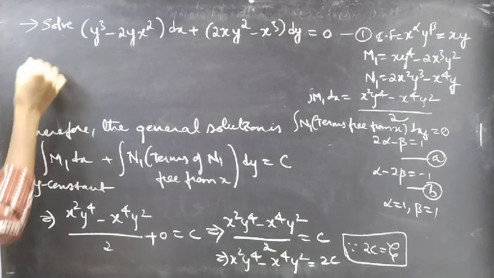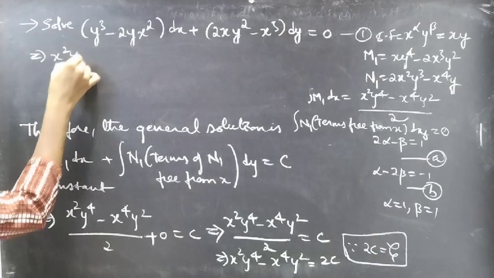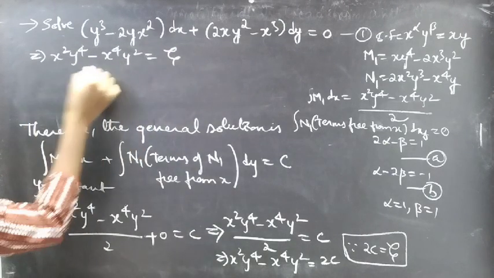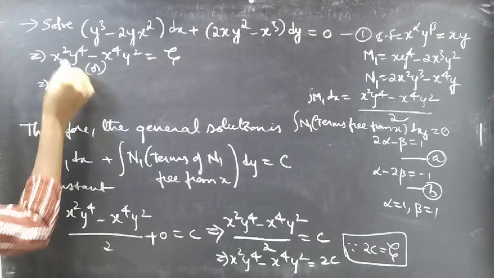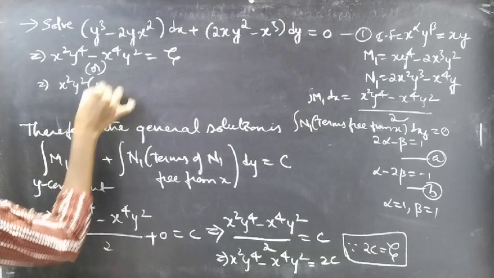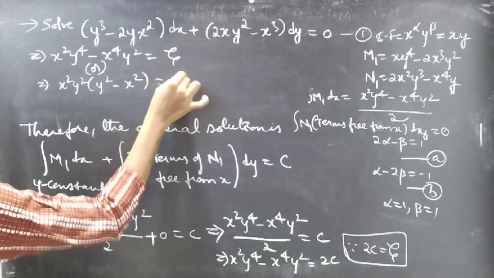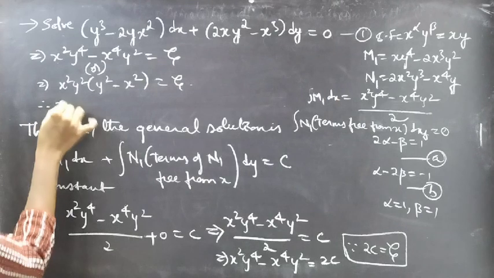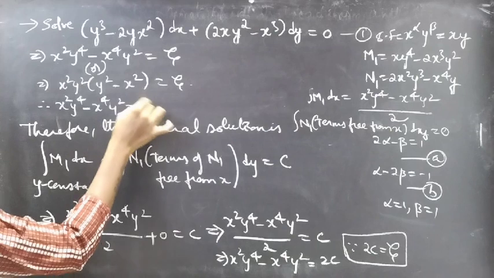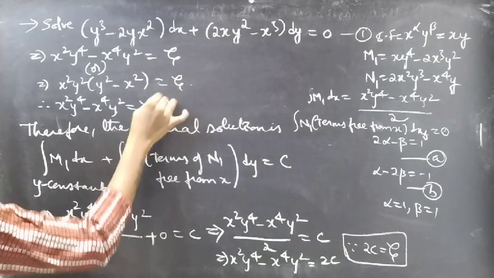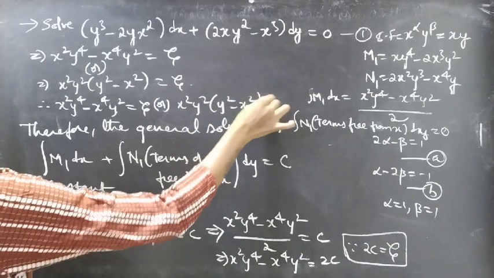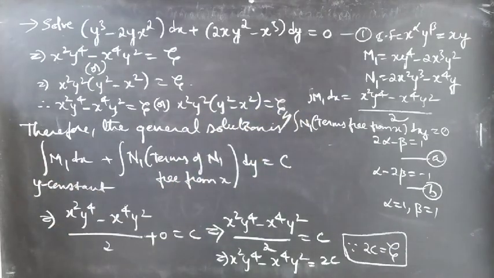Then we'll get x square y power 4 minus x power 4 y square equal to C. Or just take x square y square common from these two terms, we'll get x square y square of y square minus x square equal to C, which completes the problem. Therefore, x square y power 4 minus x power 4 y square equal to C, or x square y square of y square minus x square equal to C is the required solution.